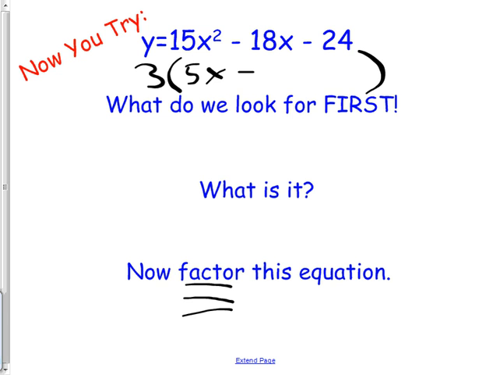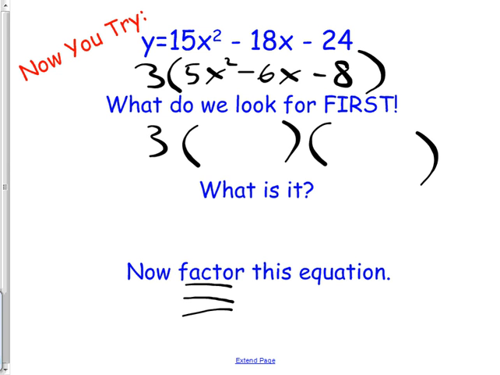5x squared minus 6x. And then what's the next one? Minus 8. Good. Would you assume you could factor that again? I assume you probably could. I wouldn't know for sure until I tried. But to be totally honest, I would probably guess and check it, unless that was too difficult.